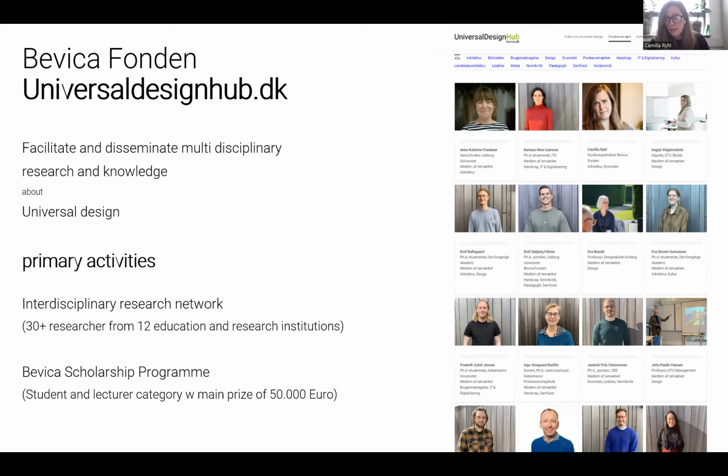We focus in our strategic work in the foundation also very much on education and research. And our primary activities in the hub is to facilitate an interdisciplinary research network in order to start growing and building an interdisciplinary knowledge field on universal design.